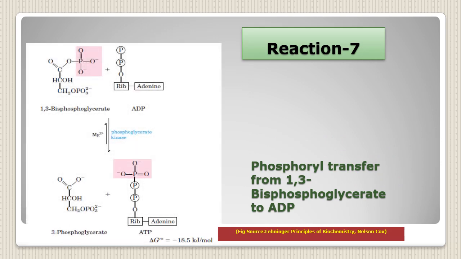In reaction 7 or step 7 of glycolysis, the enzyme phosphoglycerate kinase transfers the high energy phosphoryl group from the carboxyl group of 1,3-bisphosphoglycerate to ADP, forming ATP and 3-phosphoglycerate.